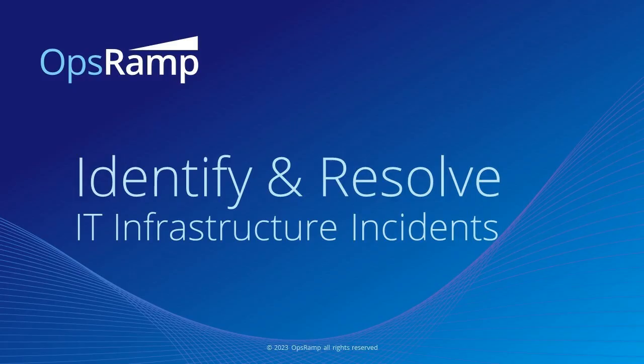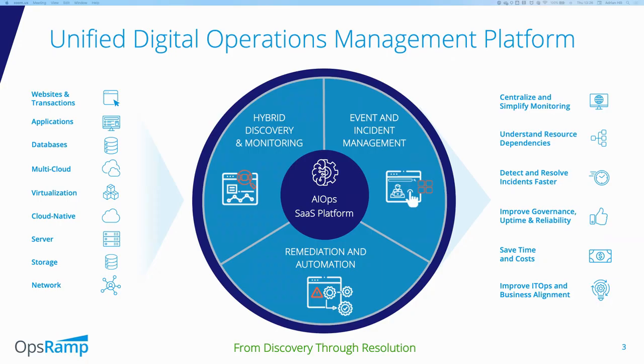Now let's dive into the demonstration. I will show you how OpsRamp can be used to identify, manage and resolve an issue within the IT environment. In this scenario, we have previously discovered a Lightsail AWS instance using the OpsRamp AWS integration, and this is now being monitored using our native monitoring.